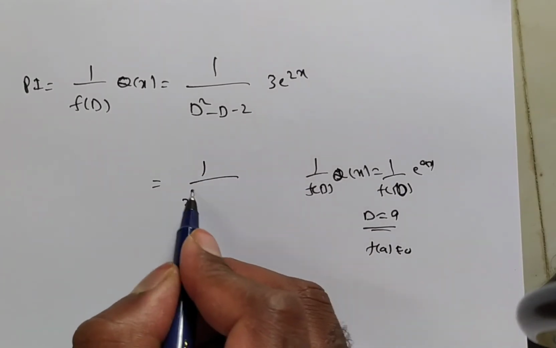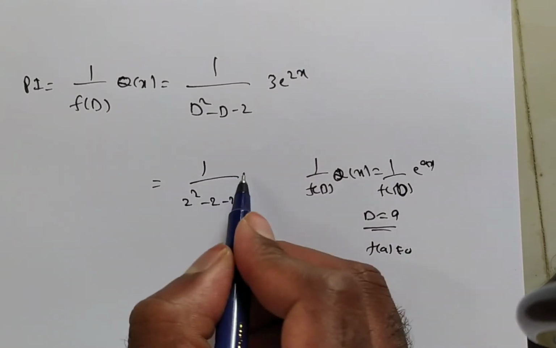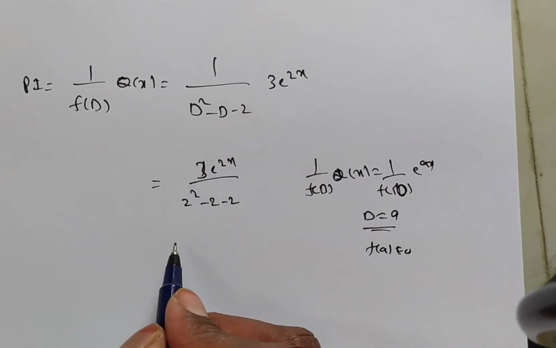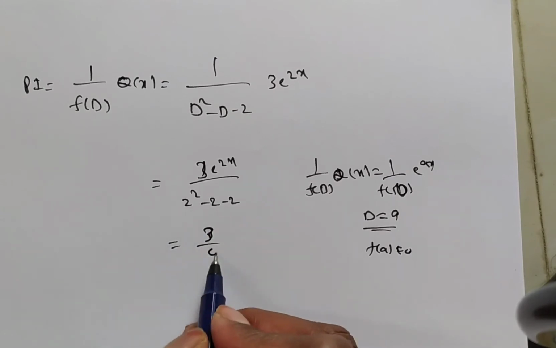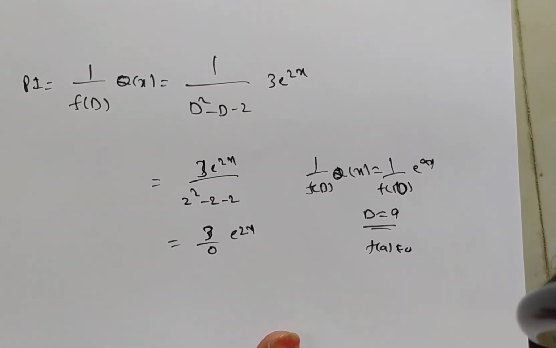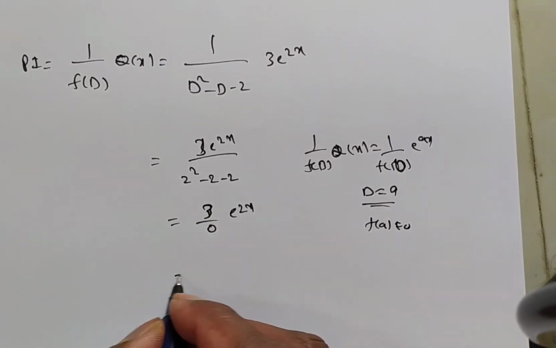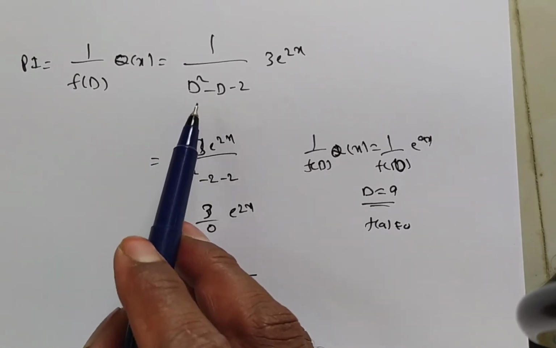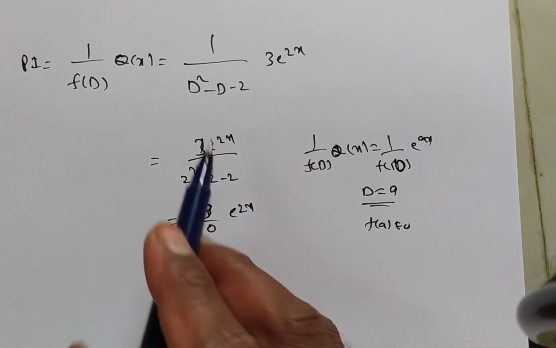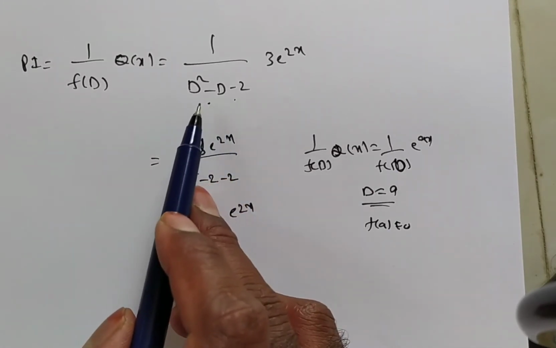Then you will have 1 by 2 square minus 2 minus 2, into 3 e to the power of 2x. So you will have 3 by 2 square, which means 4, and 4 minus 4 is 0. So you are getting 0. Whenever you are getting 0 in the denominator, what we have to do is, in the numerator you write down x and the denominator you differentiate with respect to D. That is the best method.